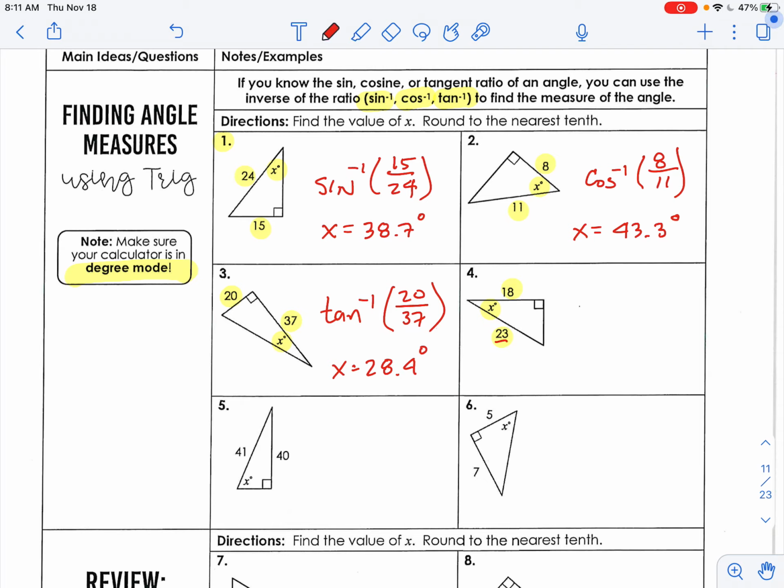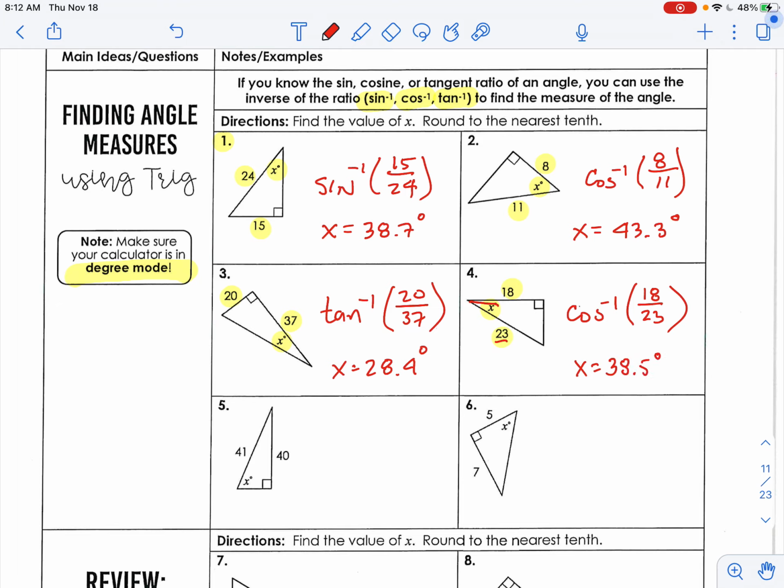Then I've got to look at the 18. What leg is 18? Either adjacent or opposite. In this case, it's along the angle, making it adjacent. That means I'm using the cosine function. And again, the order matters. Adjacent over hypotenuse. And if you were to put that in your calculator, I would get 38.5 degrees.